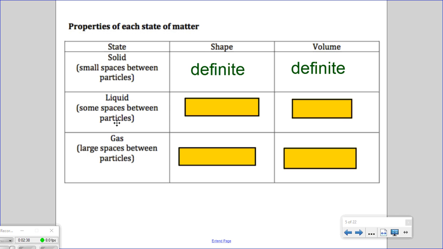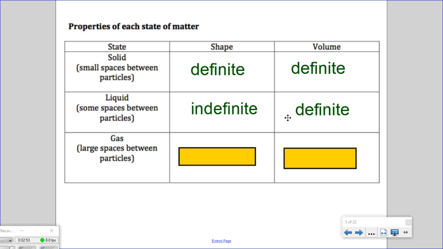Now a liquid, where there's some space between the particles, has an indefinite shape. So a liquid will take the shape of whatever container it is in. So that shape will always change, whereas the volume is definite, or it is defined. So whatever volume of liquid you have, that volume will stay the same no matter the size of the container.